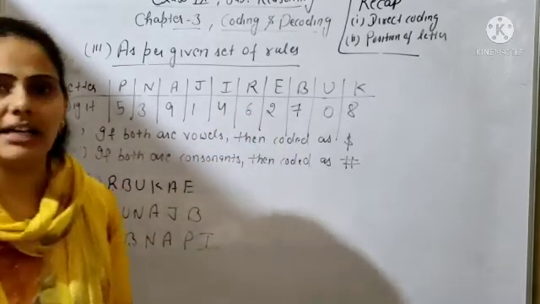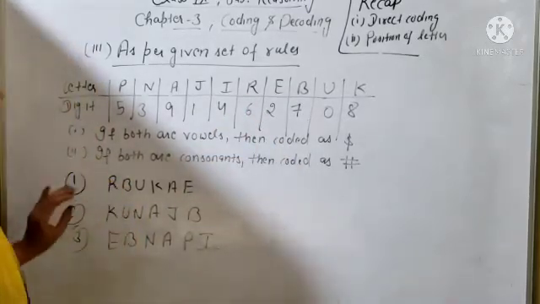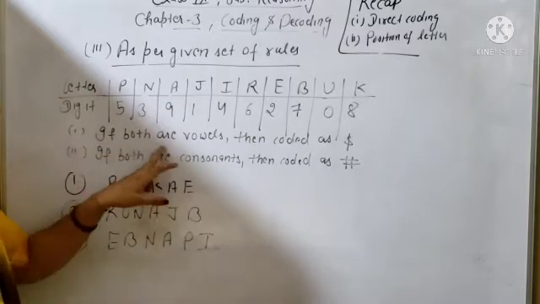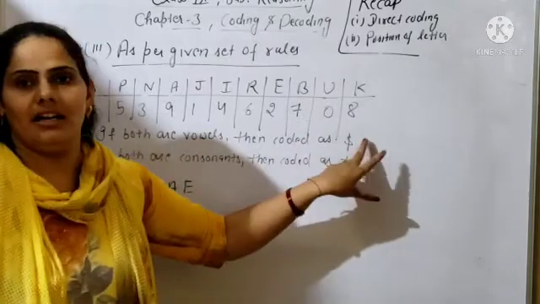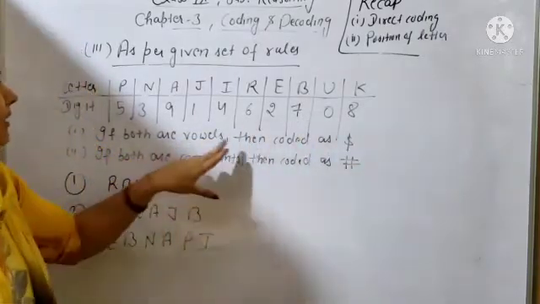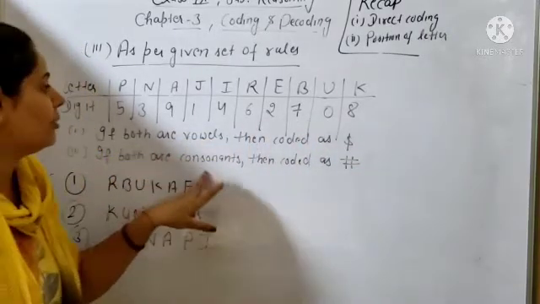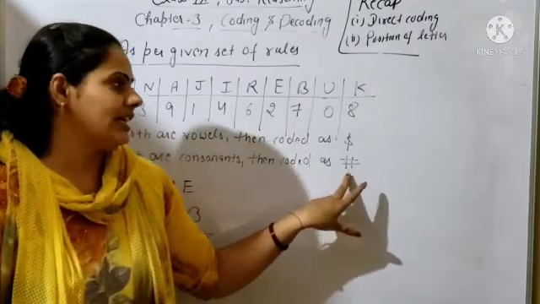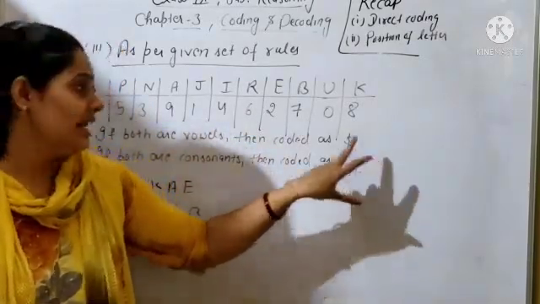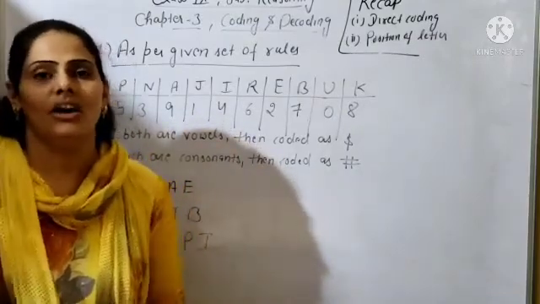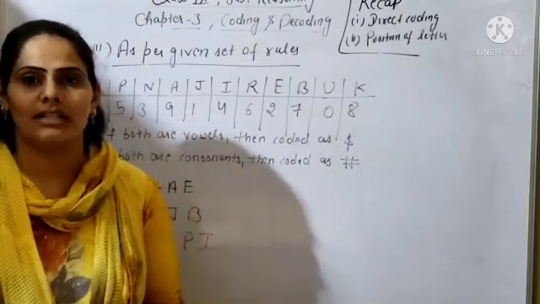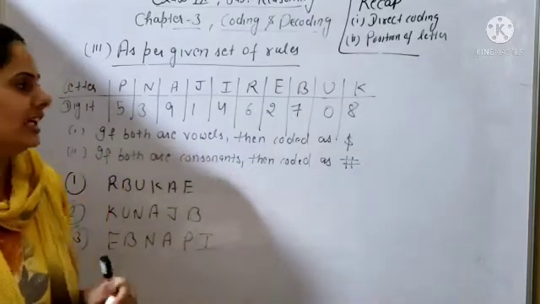This table is already given in the questions, and after that they are saying if both are vowels, then coded as dollar. If both are consonants, then you will code them as hash. So, beta, first of all vowels and consonants. In English you have done this, I think. You know very well what the vowels and consonants in the English letters are.